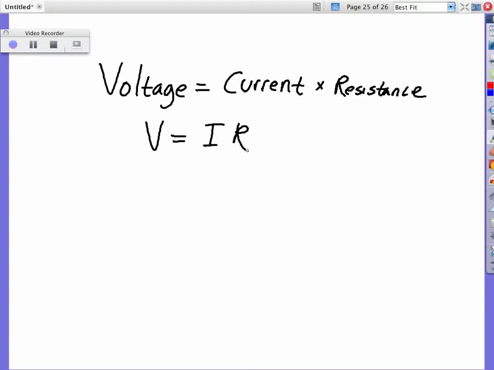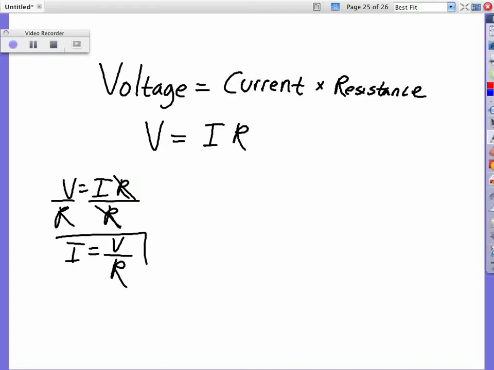As a result, we also need to be able to solve for current and resistance if we had to. So here are the other equations, which we'll deal with in question 5 and question 6. Question 5, to solve for current, we have to solve for I. Let's divide each side by R. So we have V equals IR, divide each side by R. That cancels the R's, so I equals V over R, and that's the answer for number 5.